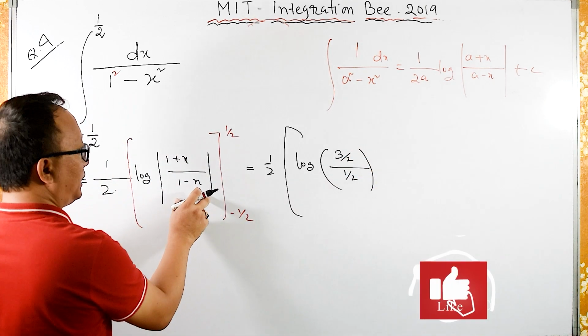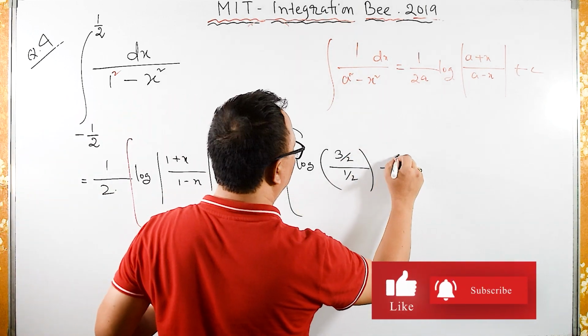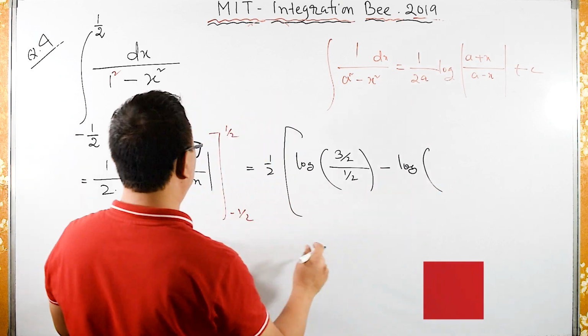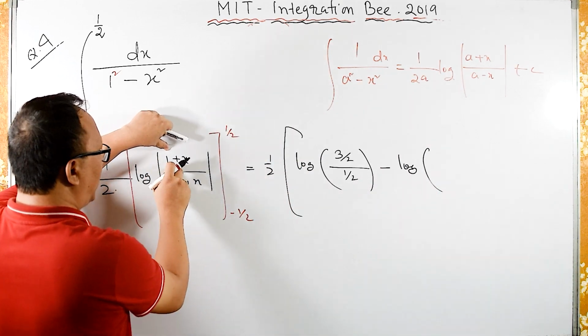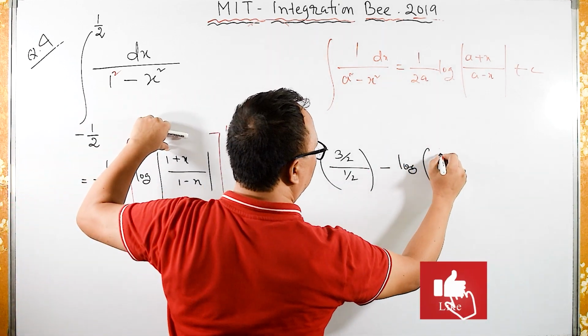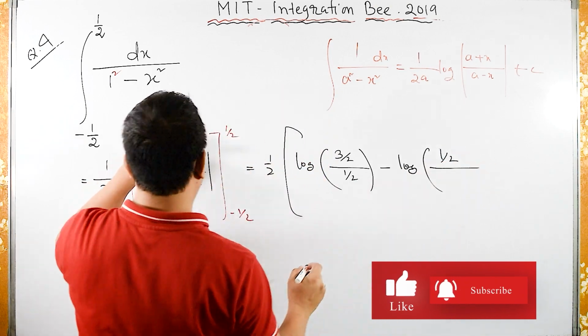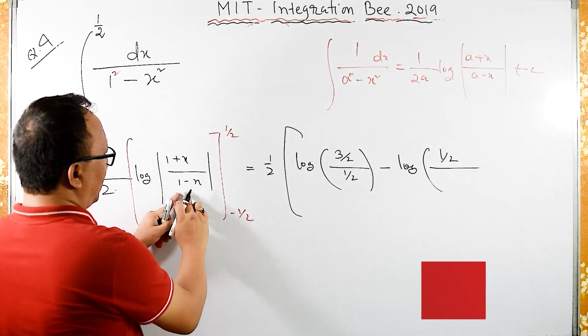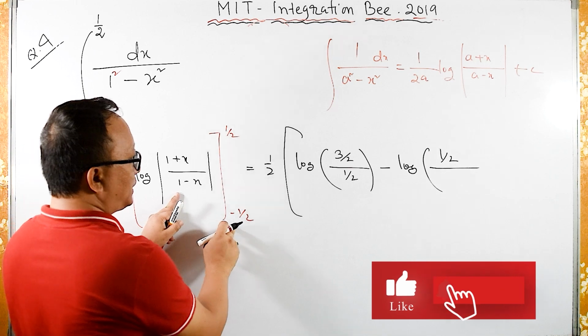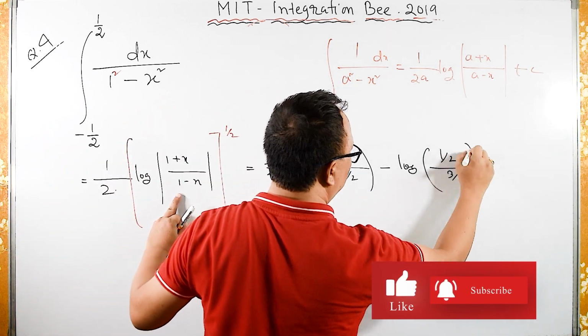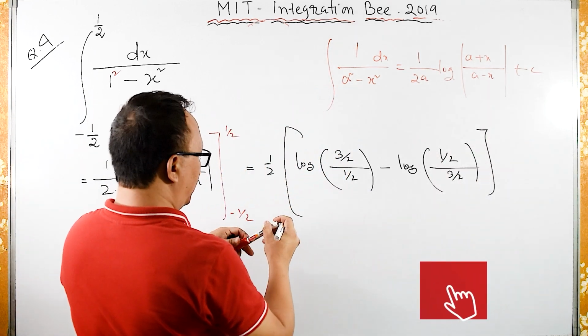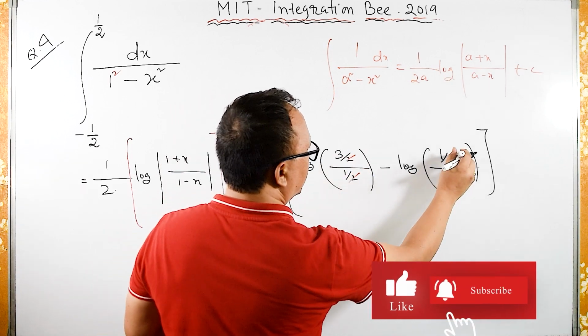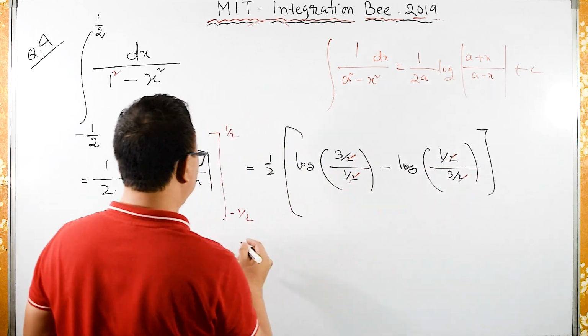This is the upper limit minus the lower limit: log of, with minus half, 1 minus half is half, and then 1 plus half is 3 by 2. Here 3 by 2, and these two get cancelled.